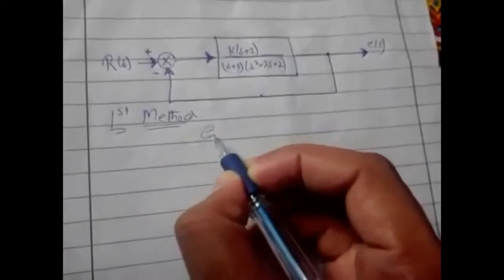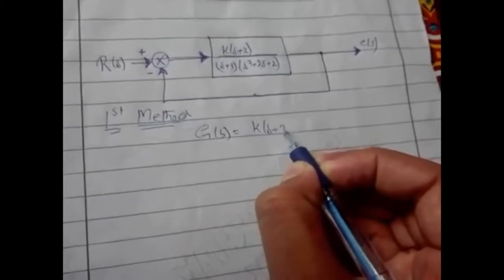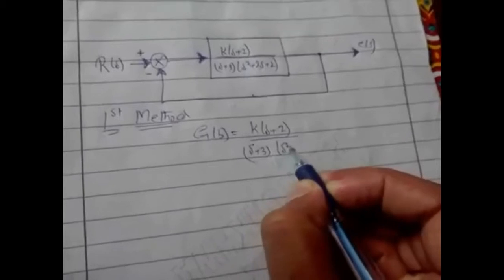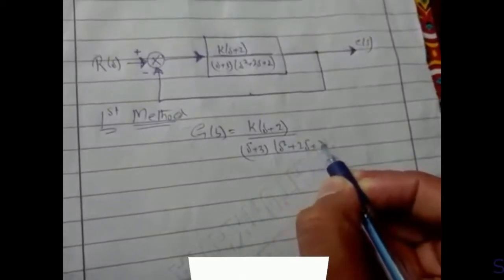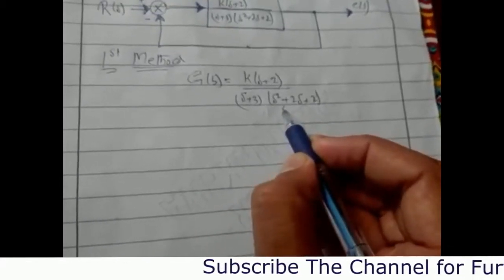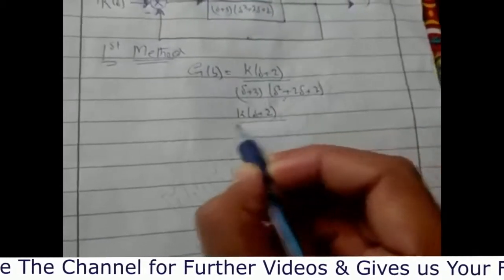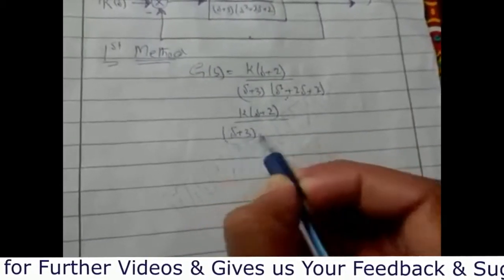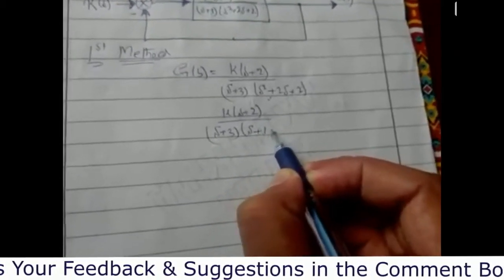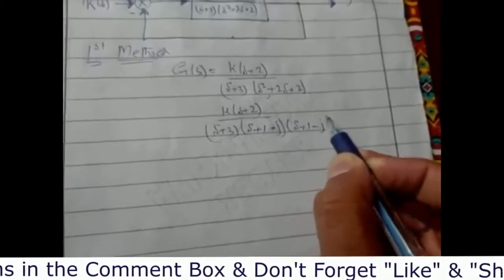So we have G(s) is K into (s plus 2) divided by (s plus 3) into (s square plus 2s plus 2). Now finding the solution of this quadratic equation, we get (s plus 2) divided by (s plus 3) into (s plus 1 plus j) into (s plus 1 minus j).